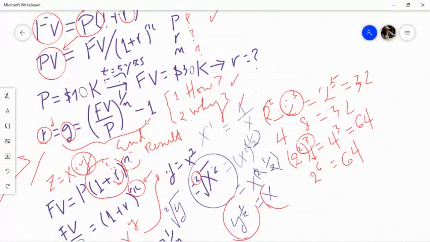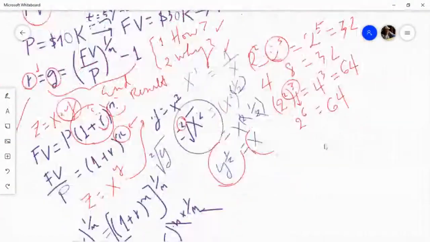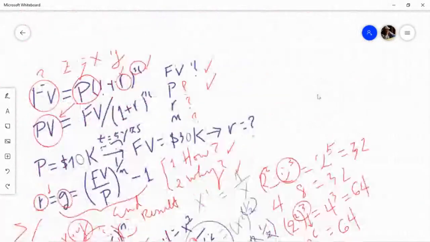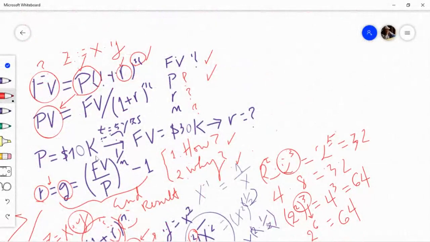Now, next. So our next question is, we have answered 3 questions for 3 unknowns. Finally, the last unknown, n. What if n is the unknown? That's quite a plausible scenario.